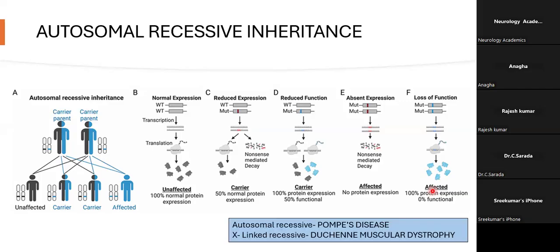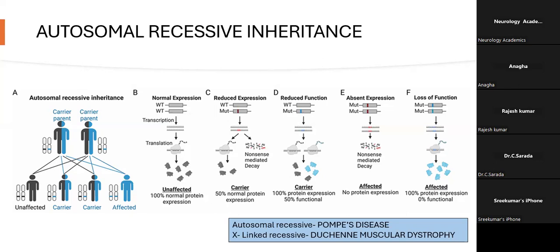So an example of this in case of an autosomal recessive inheritance is Pompe's disease. This is due to recessive mutations in the GAA gene, which encodes for the alpha-1,4-glucosidase. This alpha-1,4-glucosidase is the lysosomal protein that is involved in glycogen breakdown. So here in this disease, there is reduced expression of the alpha-1,4-glucosidase or production of a protein with impaired function, ultimately resulting in reduced enzyme activity.